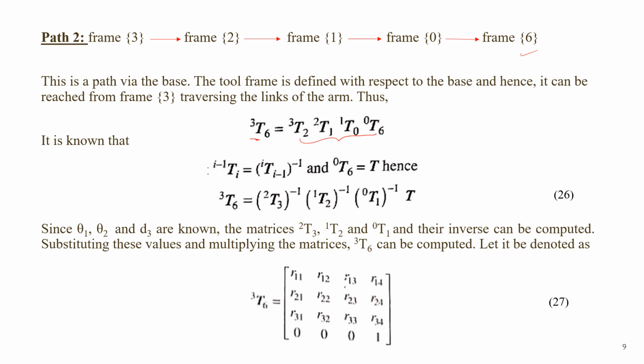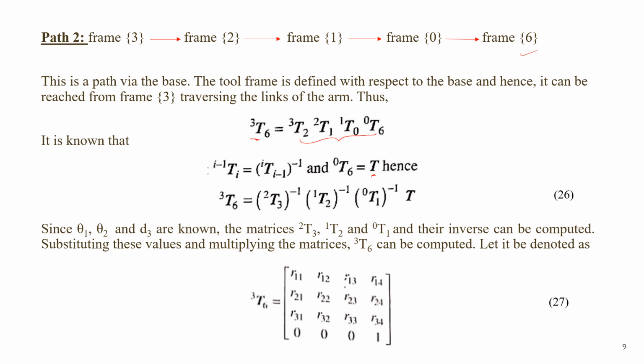We know that T i to i minus 1 is equal to the inverse of T i minus 1 to i. And T6 to 0 is simply the transformation matrix, so you are just applying it here.